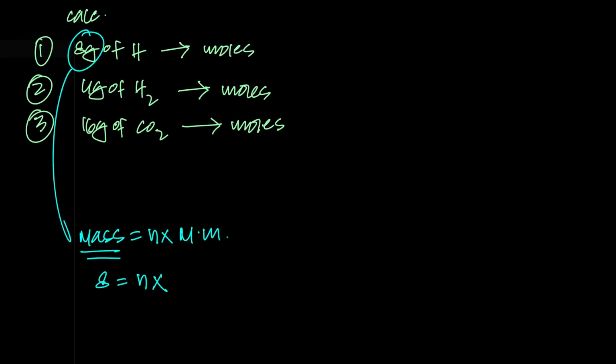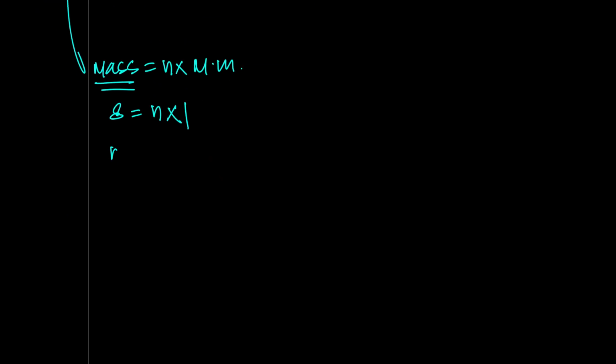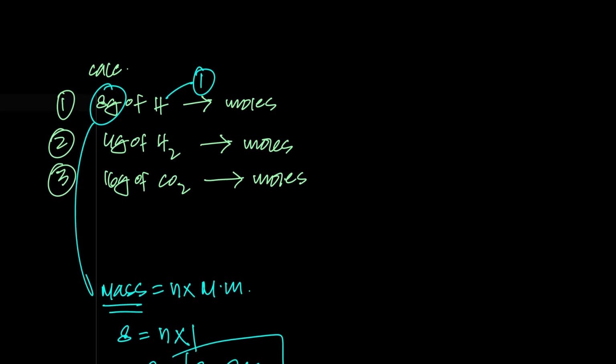What is the molar mass for H? Molar mass for H is 1, right? So n multiplied by 1. N is equal to 8 divided by 1. You're going to get 8 moles. Done. So 8 grams of H contains 8 moles of H.